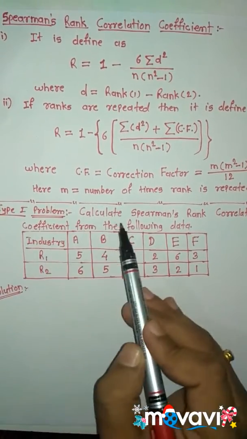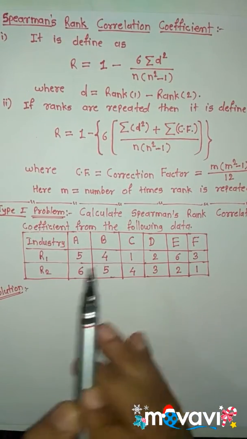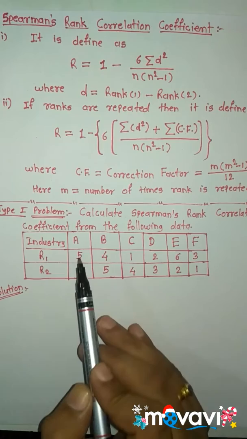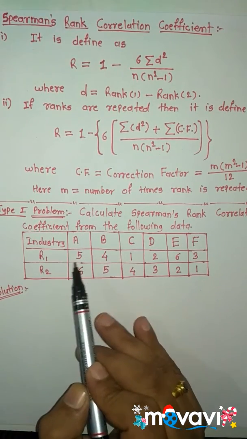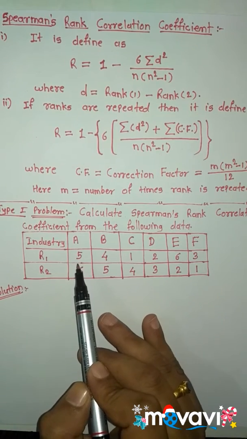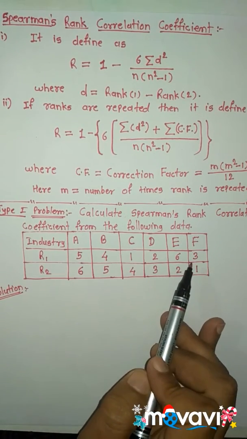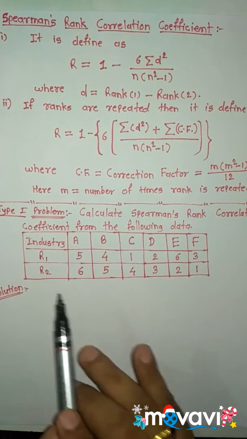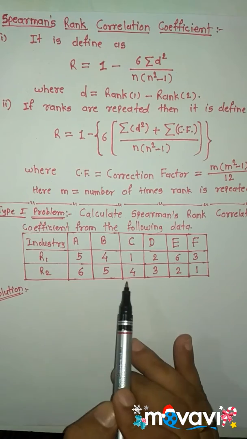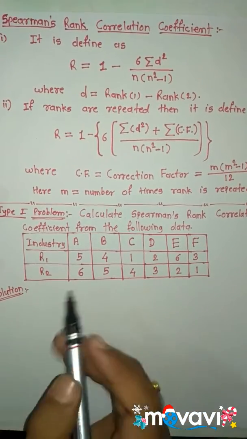Type 1 problem. Calculate Spearman's rank coefficient from the following data. Here industries A, B, C, D, E and F are given. The ranks of the industries are given as 5, 4, 1, 2, 6 and 3. Then the second ranks are also given: 6, 5, 4, 3, 2 and 1. So we have to solve this.